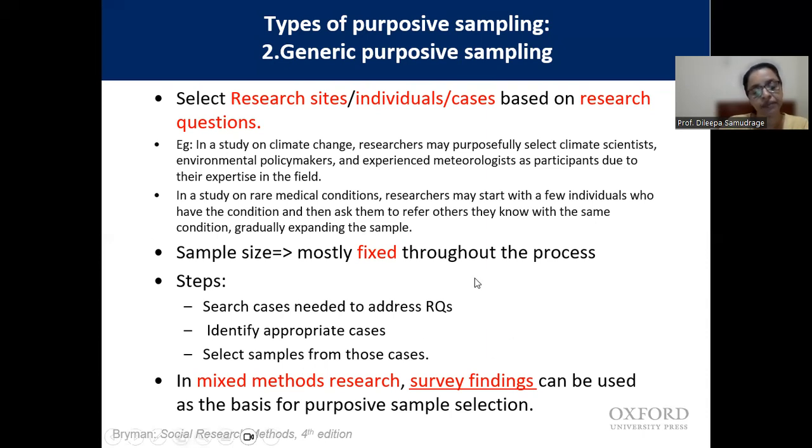Here you have certain steps to follow. Under generic purposive sampling, first you have to select cases to address your research question. Then you have to identify appropriate cases, then select the sample through those cases, right? Those are the steps that you have to follow. Sample size is fixed. First, select a few cases based on your research question, then identify the appropriate case, then select the sample from those cases. That is what we call generic purposive sampling.